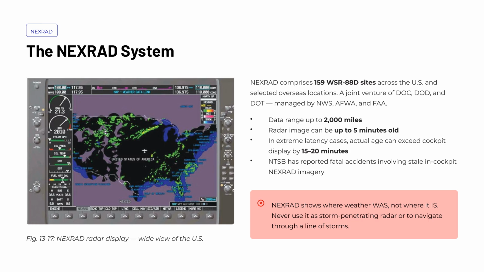This is the foundational principle you must internalize. NEXRAD shows you where weather was, not where it is. Convective weather moves, grows, and intensifies rapidly. Never use NEXRAD as a substitute for onboard storm avoidance radar, and never use it to navigate through or between cells in a line of storms. It is a strategic planning tool, not a tactical penetration tool.